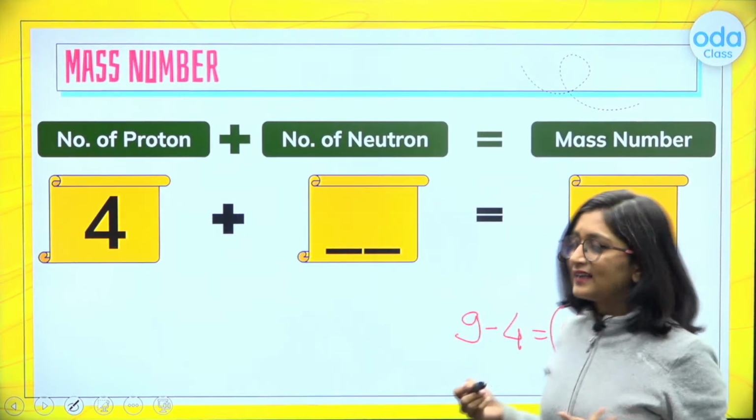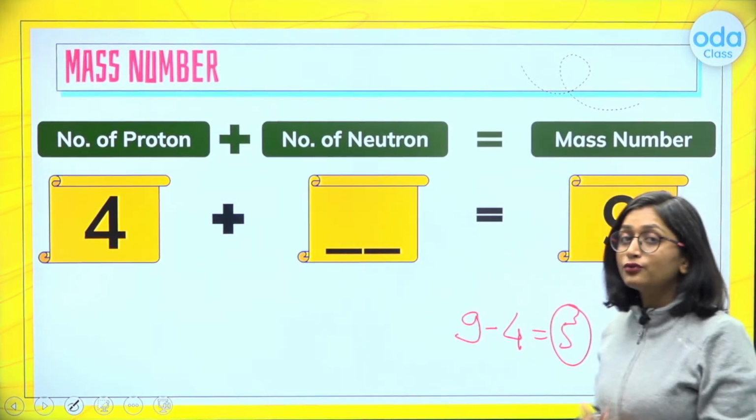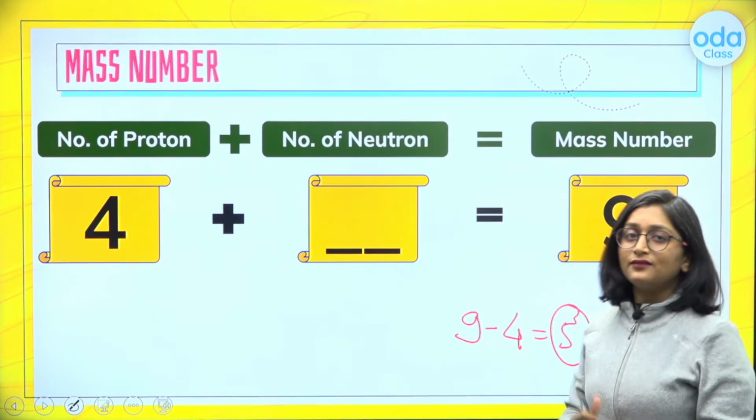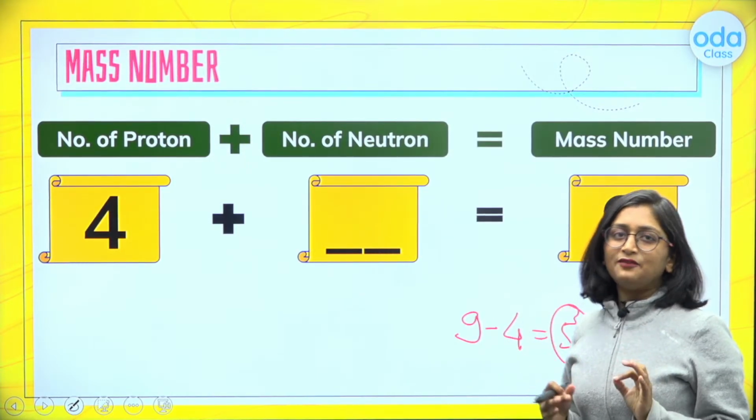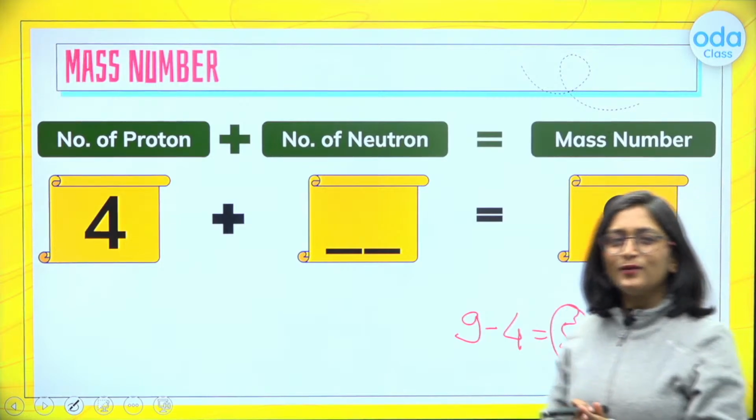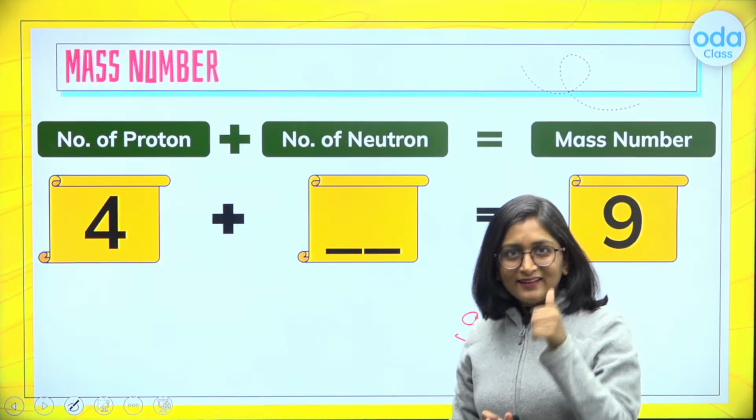So you can guess that yes, I'm going to get the number of neutrons if the value of the proton is given, if the atomic number is given, so we can find out the number of neutrons. ठीक है? Okay, done.